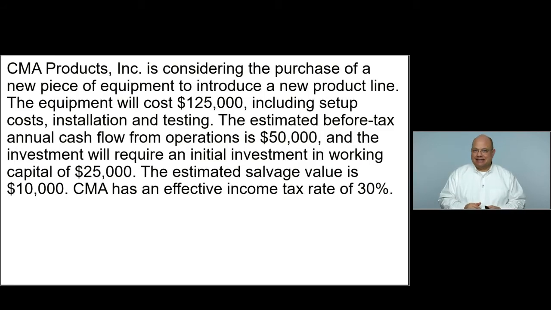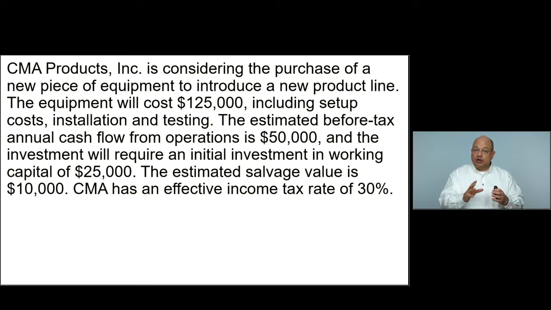CMA Products Inc. is considering the purchase of a new piece of equipment to introduce a new product line. The equipment will cost $125,000, including setup costs, installation, and testing. The estimated before-tax annual cash flow from operations is $50,000, and the investment will require an initial investment in working capital of $25,000. The estimated salvage value is $10,000, and CMA has an effective income tax rate of 30%.